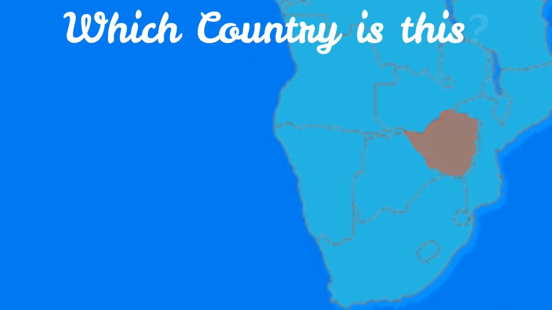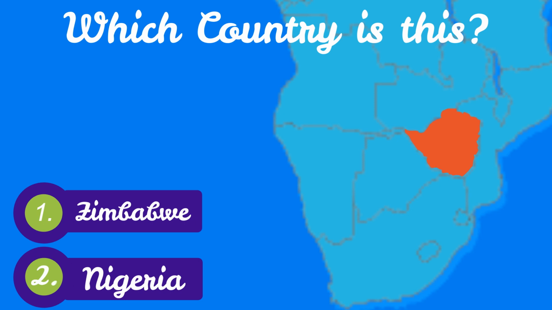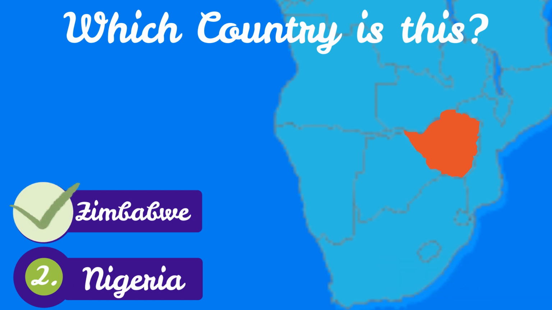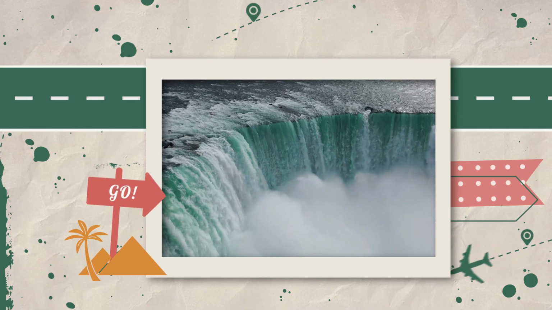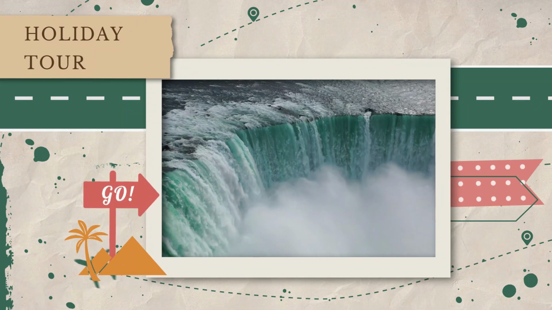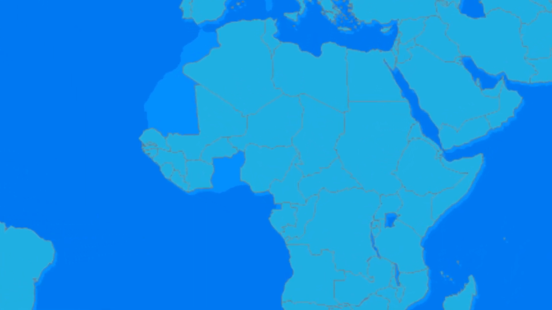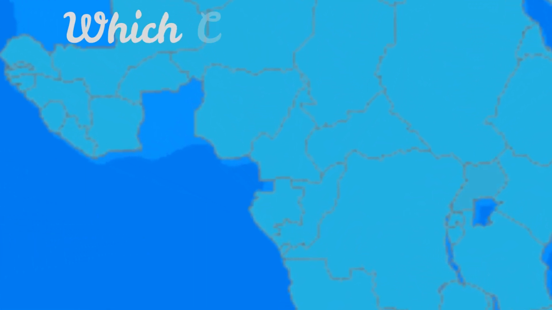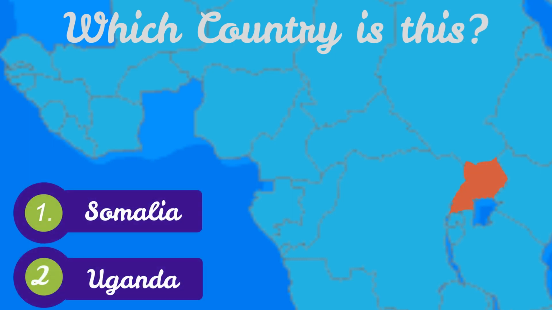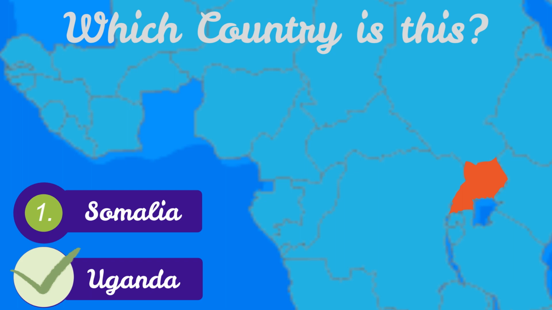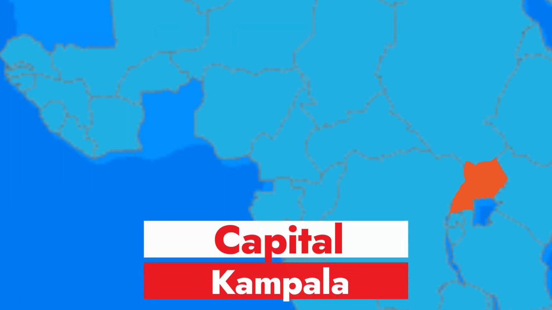Which country is this? Zimbabwe or Nigeria? This is Zimbabwe. Harare is the capital of Zimbabwe. Which country is this? Somalia or Uganda? This is Uganda. Kampala is the capital of Uganda.